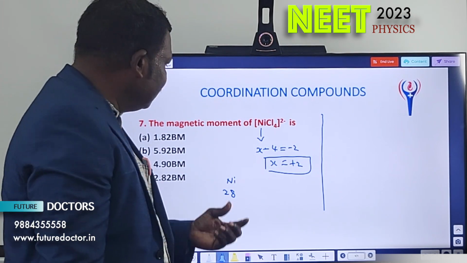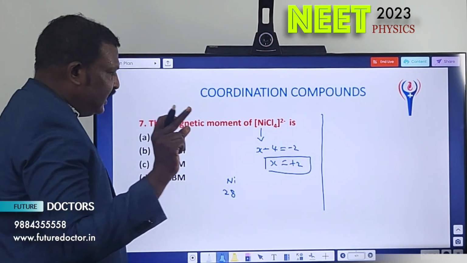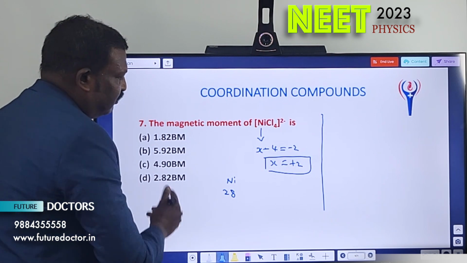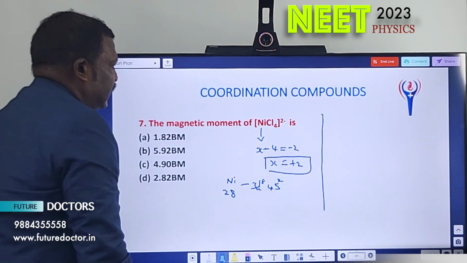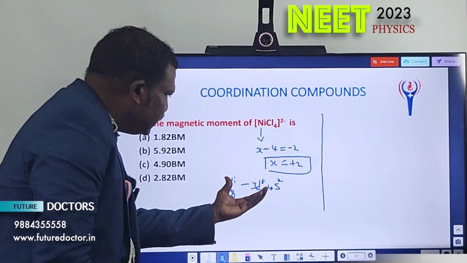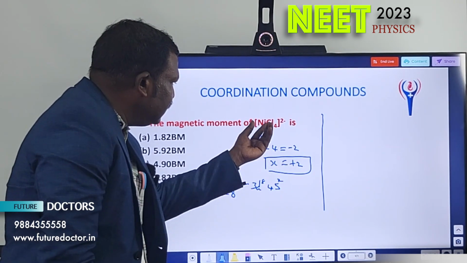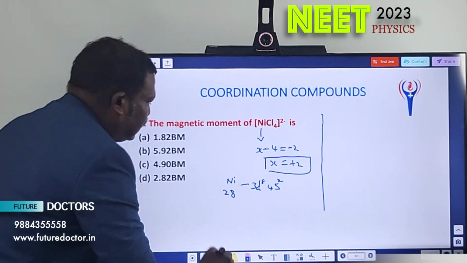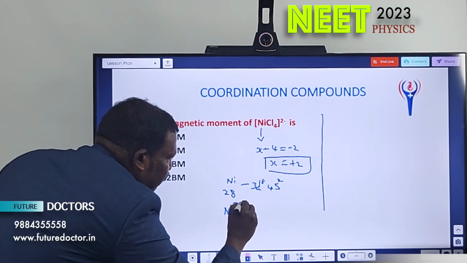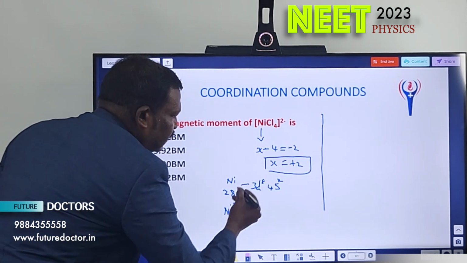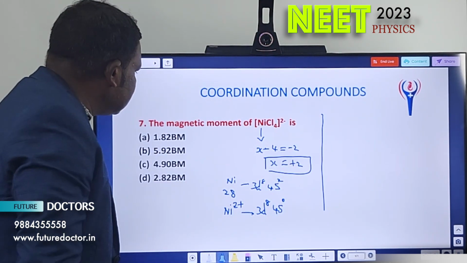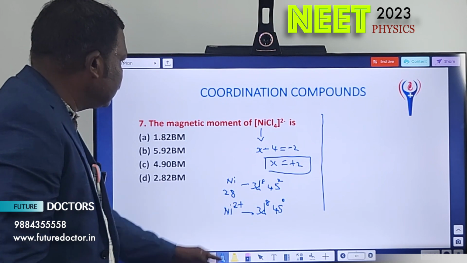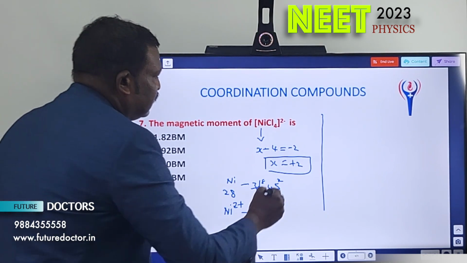One film is there, no? Chennai having N will come, nickel also having N will come. So the configuration is 3d8, 4s2. Correct or not? That is the ground state. But in this complex, nickel has the plus 2 oxidation state. So nickel plus 2, the 2 electrons will be lost. Now we are getting nickel 2 plus.